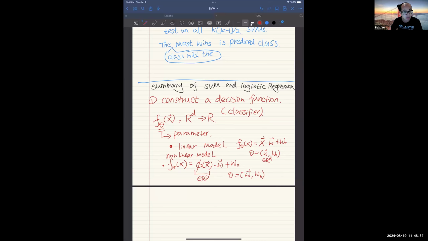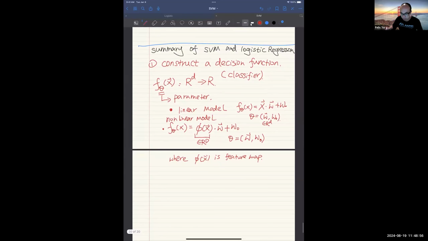All right, and where phi of x is the feature map. So this is basically our goal here: we want to construct a decision function f theta of x. The second thing that we need to do, once we find this, is to create something called decision boundaries.